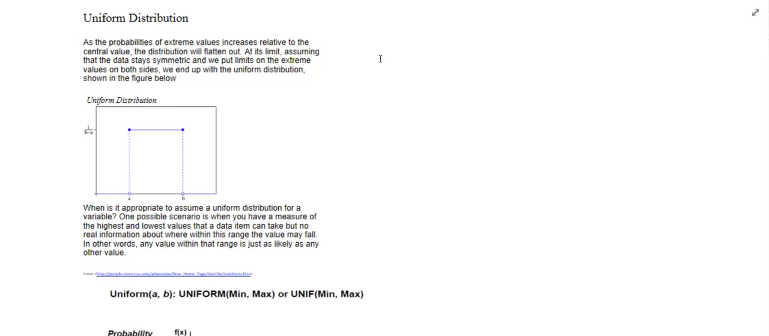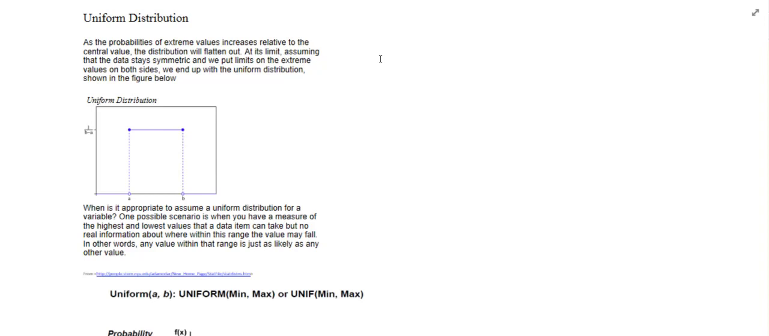Okay, so the next distribution we're going to talk about is the uniform distribution. And this is sort of the extreme case where the extreme values increase relative to the central value. And this, in fact, is the limit of that. So the distribution flattens out. At its limit, we're assuming the data stays symmetric, and we put limits on the extreme values. We end up with a uniform distribution, as you can see here. So basically, all values are at the same level.